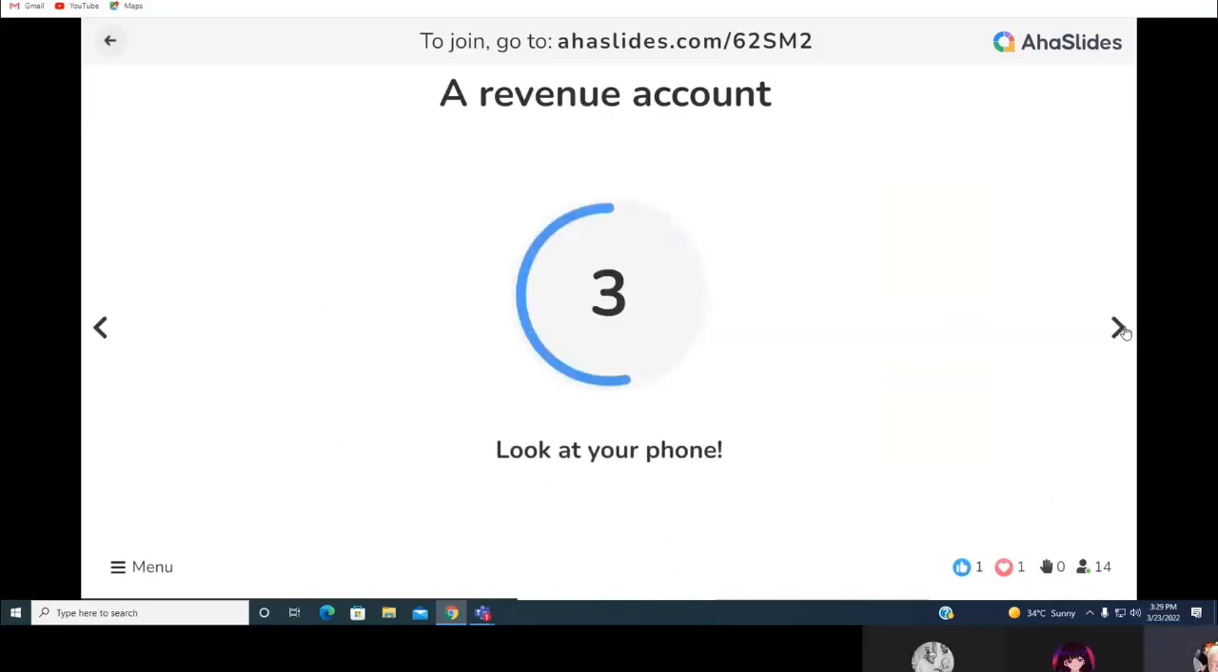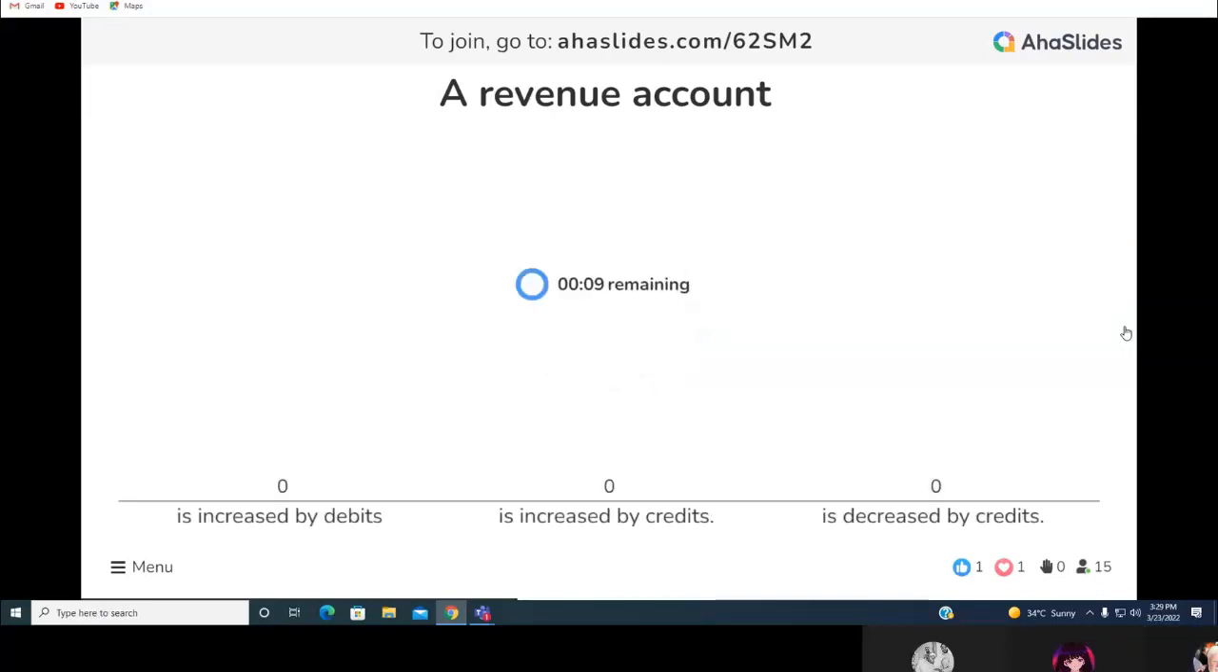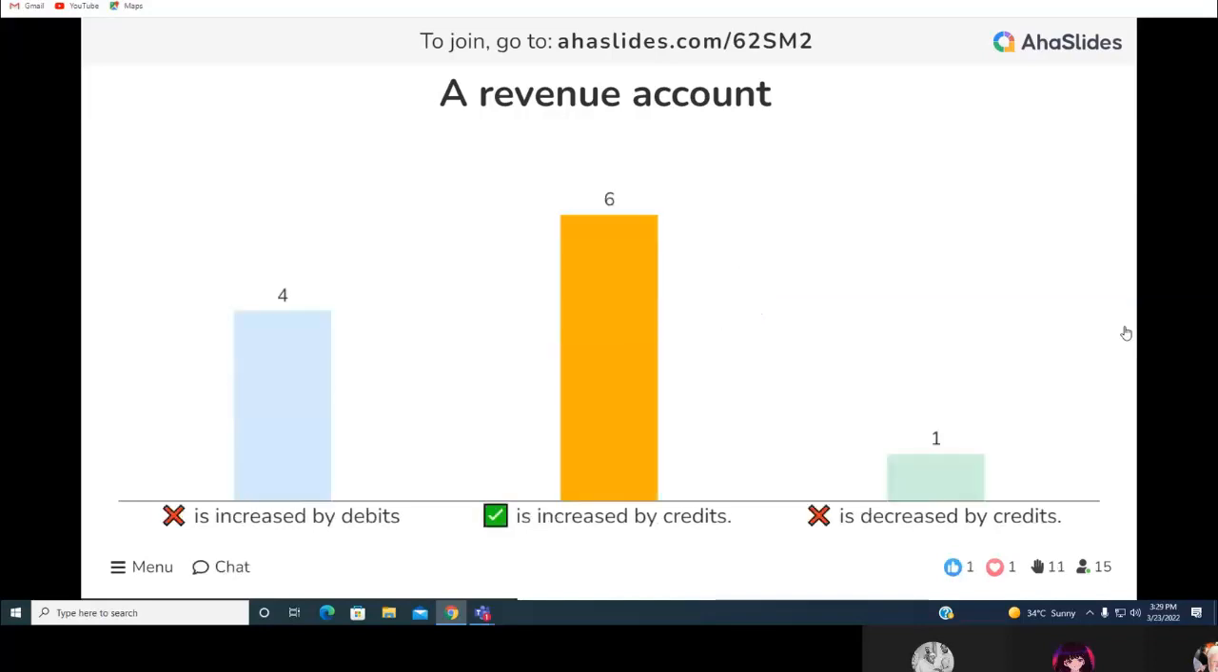A revenue account only increases on the credit side, so remember that. It never decreases. So you never debit revenue, you only credit revenue.